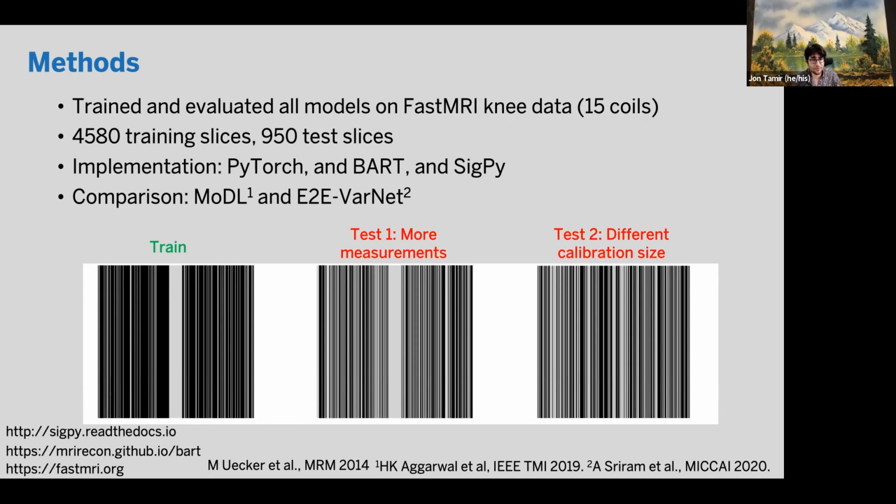Now, at test time, we also evaluated the effect of changing the number of measurements, as well as different calibration region sizes. So in classical methods, we typically fully sample the center of our data, and then that's going to be used to estimate the sensitivity maps. But because our method is estimating the sensitivity maps and refining them as part of the optimization, we don't explicitly need to have a large calibration region in order to get that one-shot estimate.